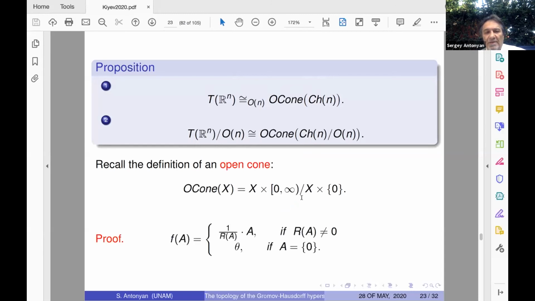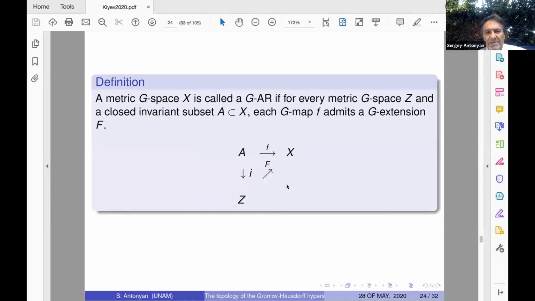Let me recall that the open cone is like the ordinary cone, but the generatrices are infinite rays. So this is the open cone.